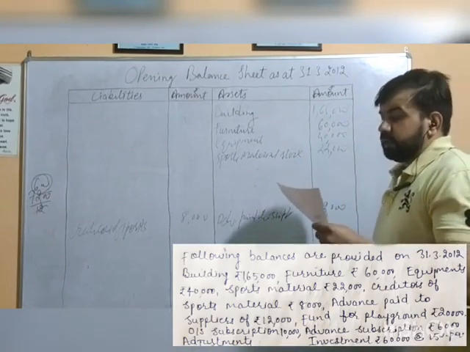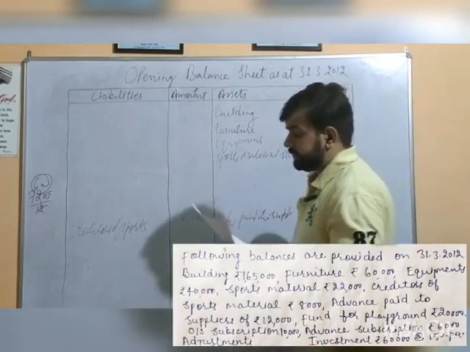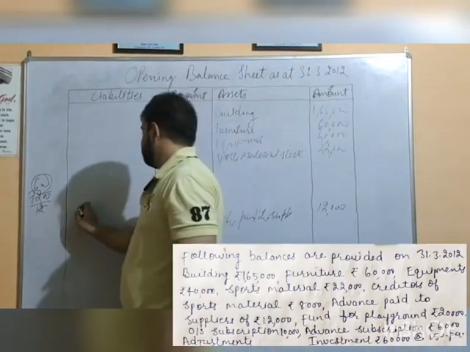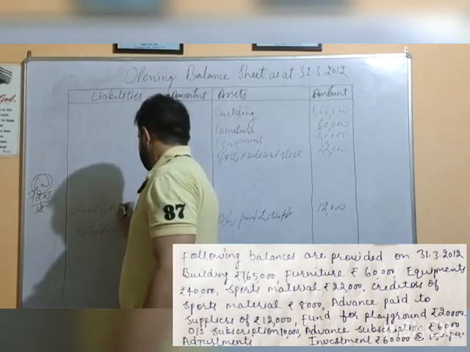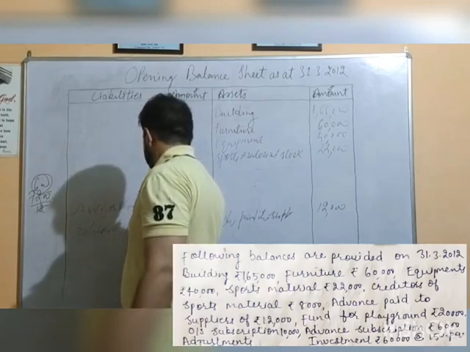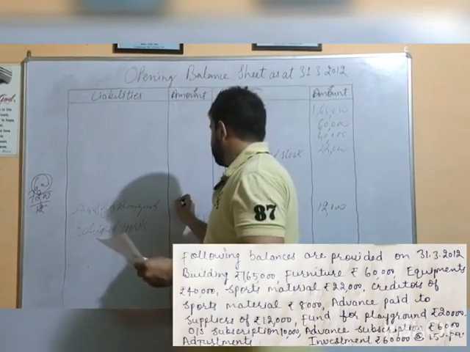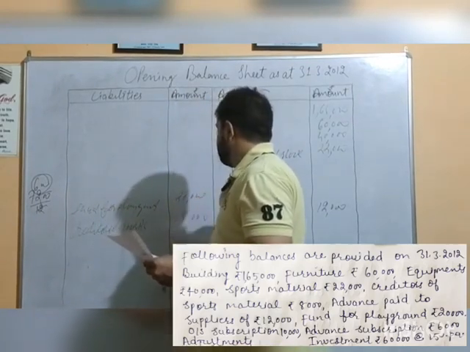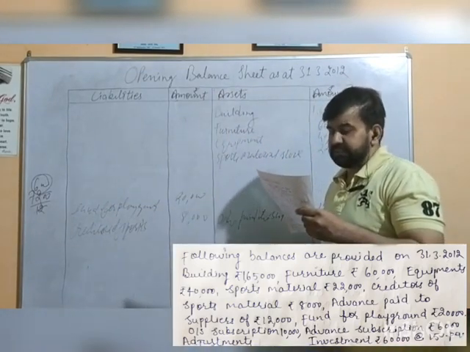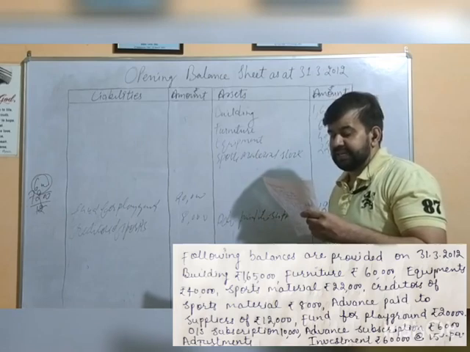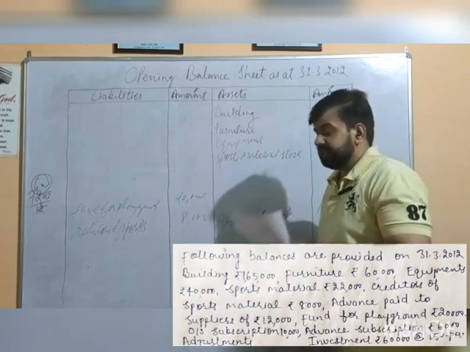Fund for playground. You know what? This is an endowment fund, and we have to write it here on the liability side. In the beginning we are having rupees 20,000. Whatever we have received during the year will be added into this. Then we are having outstanding subscription, that is always to be considered as our asset. Opening outstanding for the last year is our asset in the opening balance sheet.